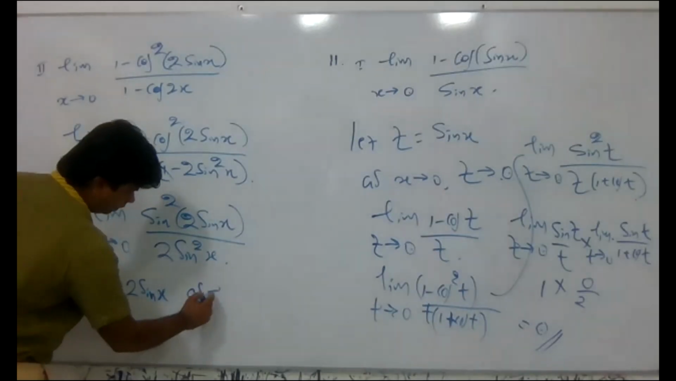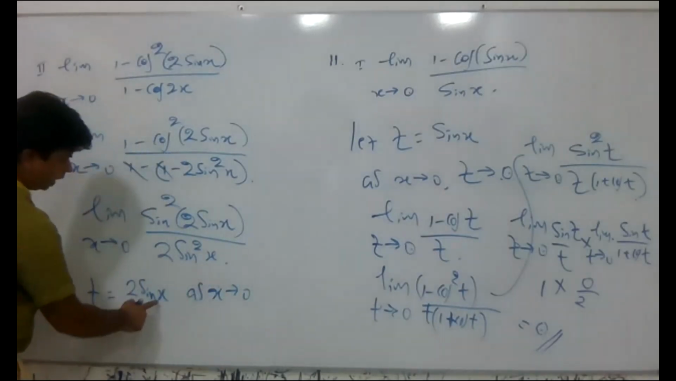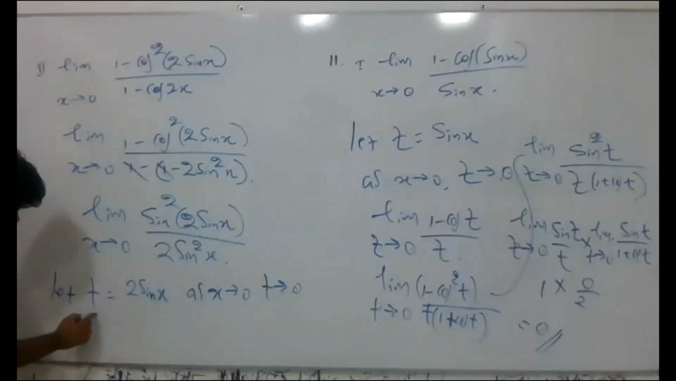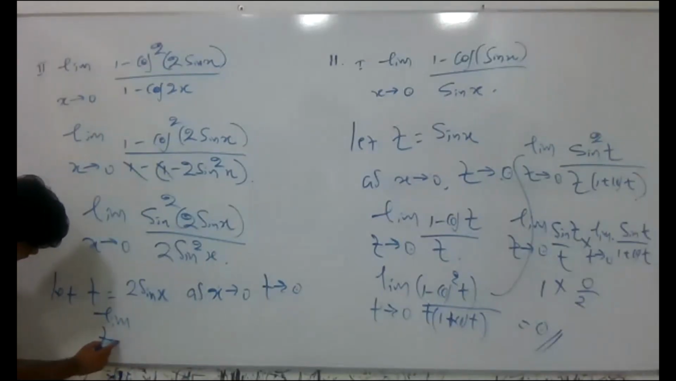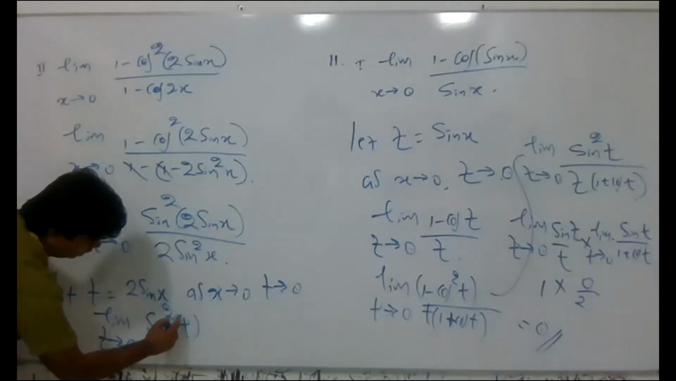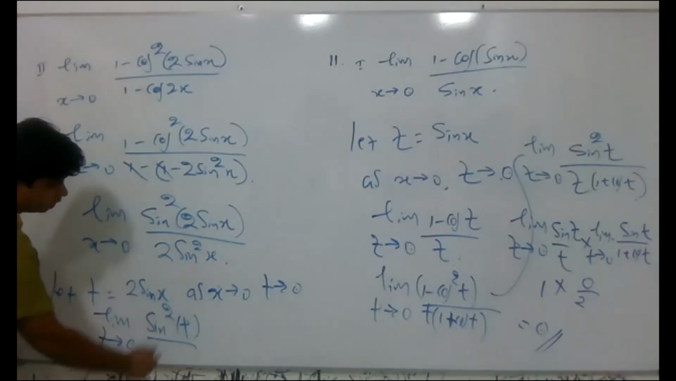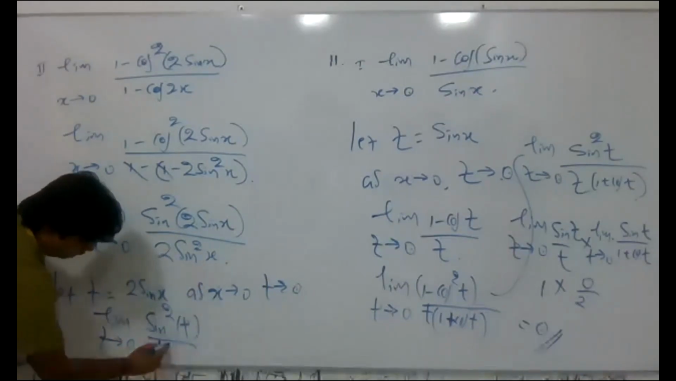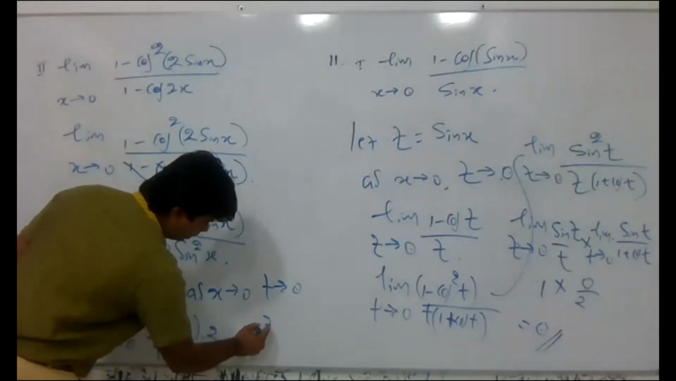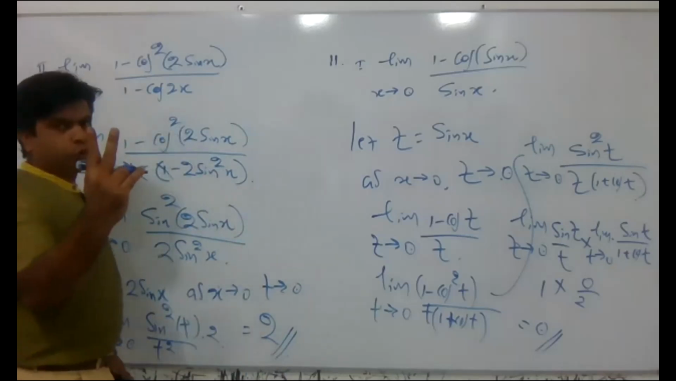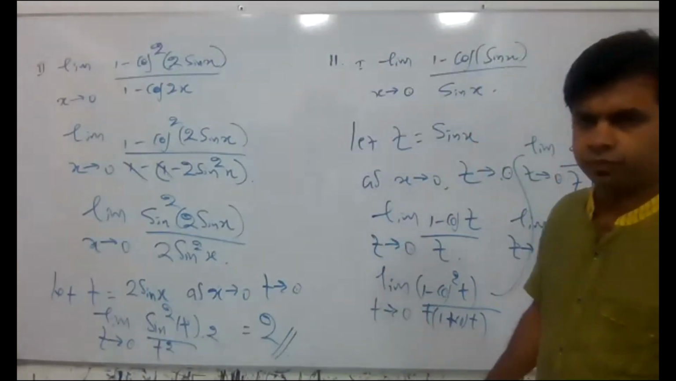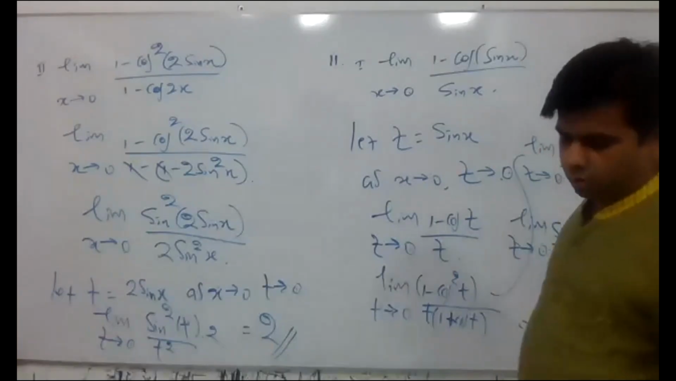Then you can see that as x goes to 0, sin 0 is 0, into 2 is 0, so t goes to 0. Now you can see that limit t goes to 0 of sine squared t, and I write here 2 sin x for the squared, then t squared into 2. See whether you can understand or not. The final answer is 2. Who got 2?